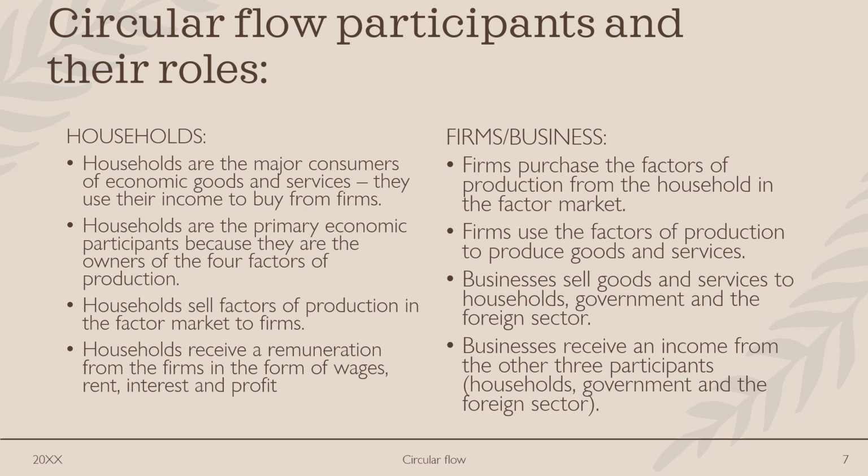So households are the major consumers of economic goods and services, for they use their money to buy from firms. Households are our primary economic participants because they are the owners of the factors of production. If we don't have households, the circular flow does not exist, because without them, there's no need for a flow. Then households sell the factors of production in the factor markets, which is already covered in the previous video.